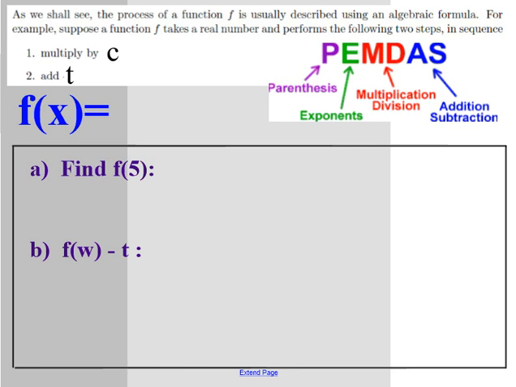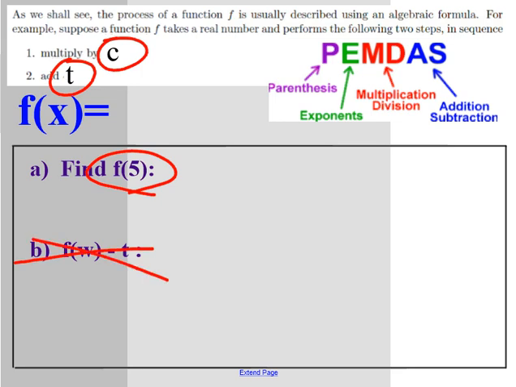This is a little more complicated function. And you're going to find f of 5 again, but you're trying to make a function where you will multiply by c and then add t. Please write what you think that function is. It's not this. That's an advanced question we're going to do in a minute. Try to write the function.